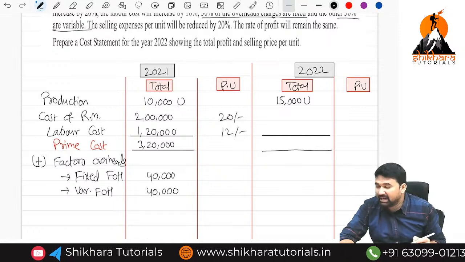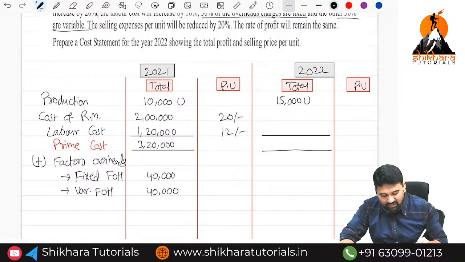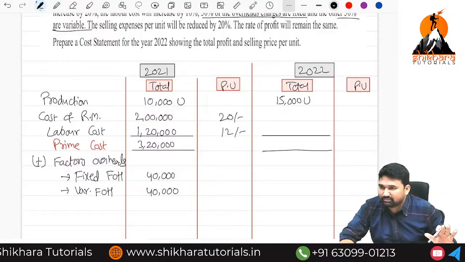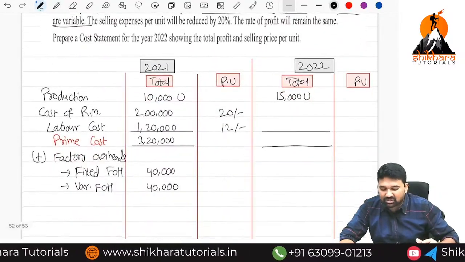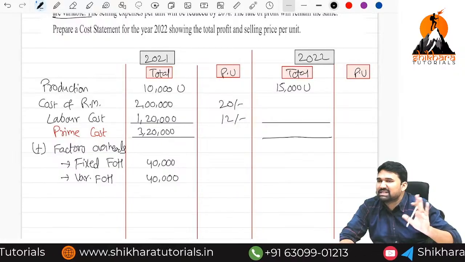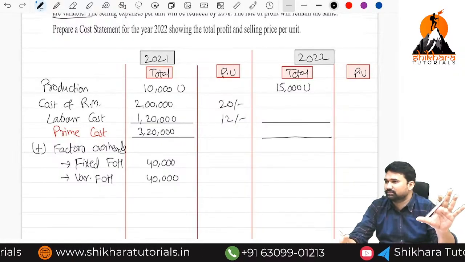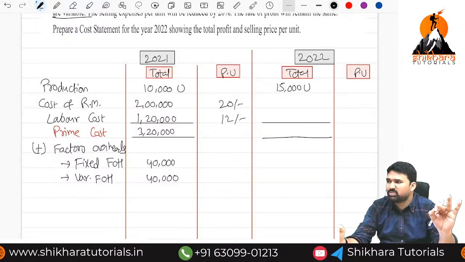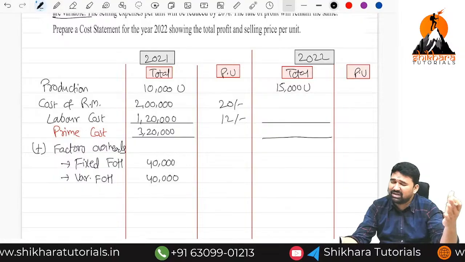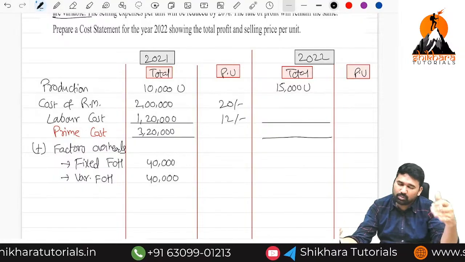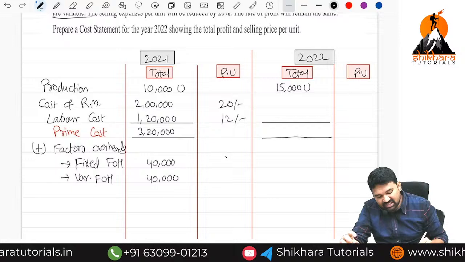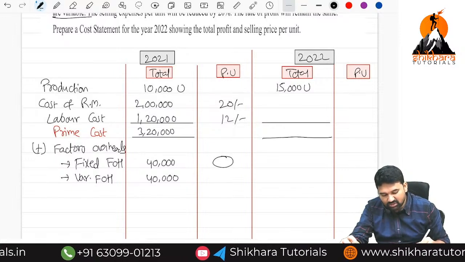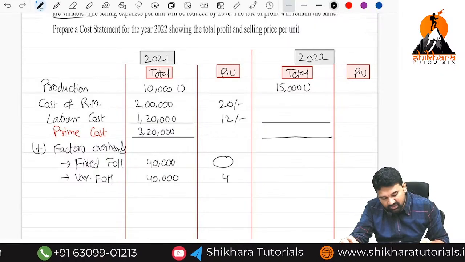Fixed factory overheads per unit finding is immaterial. Why? Because in case of fixed cost, the amount is fixed, and cost per unit will keep on changing. So don't find this per unit cost. You will find per unit cost of variable overhead, 40,000 by 10,000 units, that means 4 rupees.